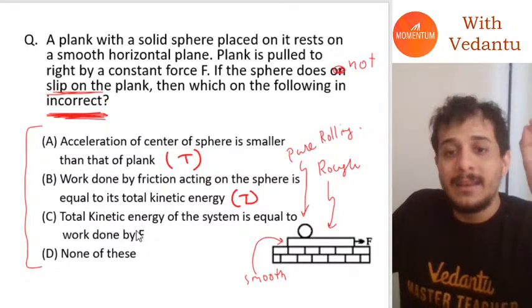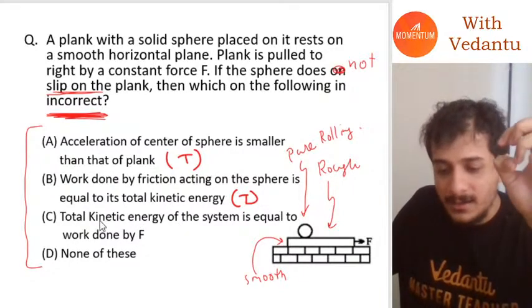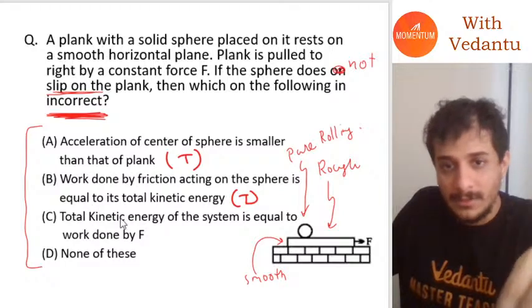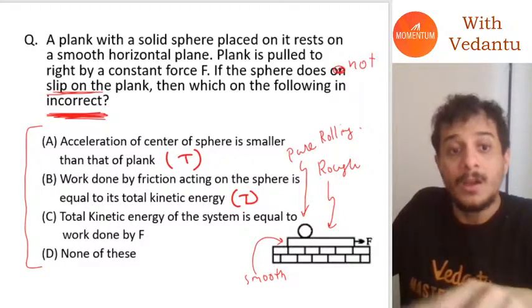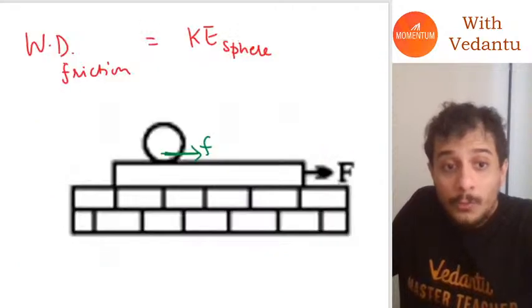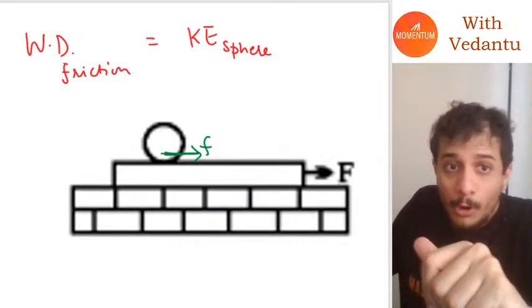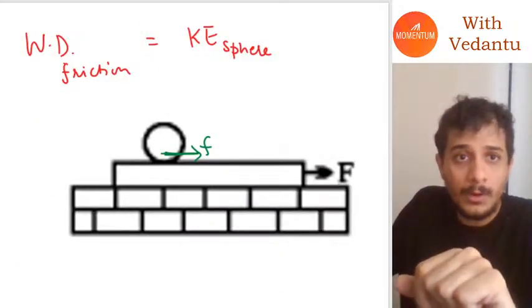All right. Next, total kinetic energy of the system. The next statement is that total kinetic energy of the system is equal to work done by F. Now, this also makes sense, guys. What am I saying?